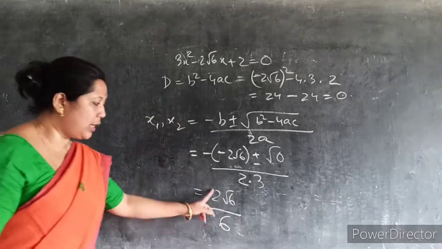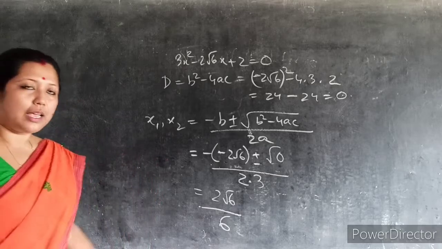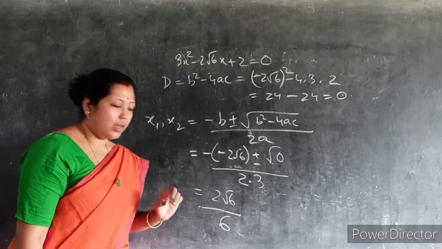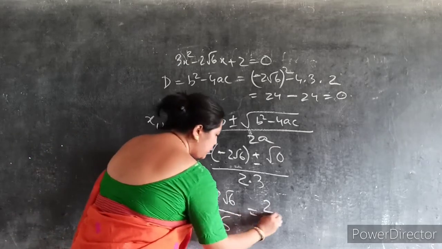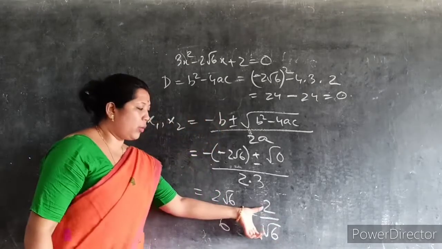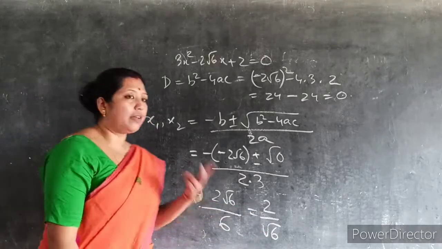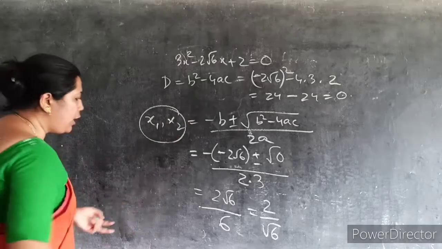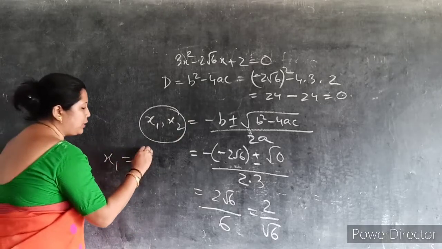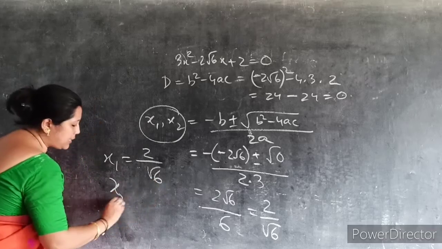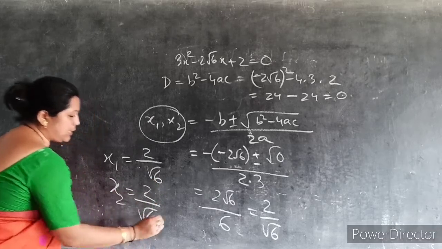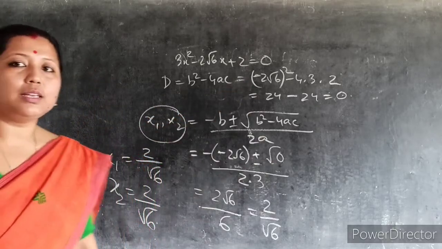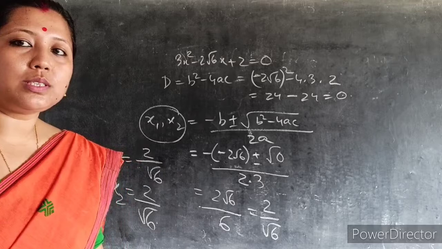So see here, there is only one value left. In your previous sum there were two values, plus and minus. Here what you will be getting is 2 by root 6. So you are getting only one value while solving. That means you will have two roots since it's a quadratic equation. So how will you write the answer? You have to write x1 equal to 2 by root 6 and x2 equal to 2 by root 6. Why? Because it is coming under the condition of two equal roots.